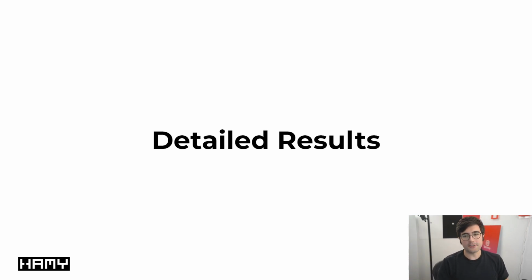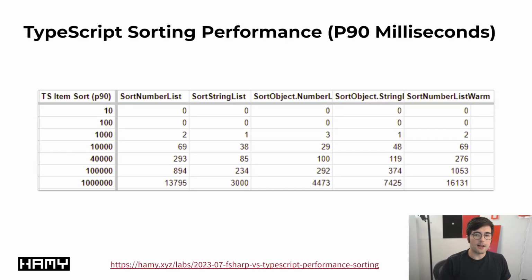All right, so now let's go into the detailed results. Here I've just put all the data from my test runs into a Google Sheet, so it looks nice, and then just copied it here. So if you need to refer to this, you can come back to this page. This is the sorting performance for TypeScript using P90 milliseconds.